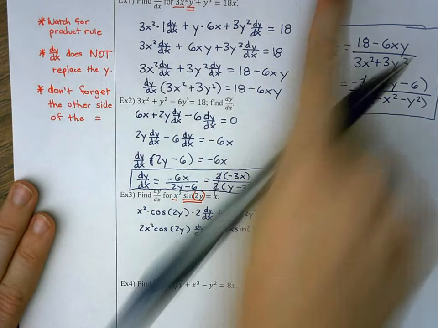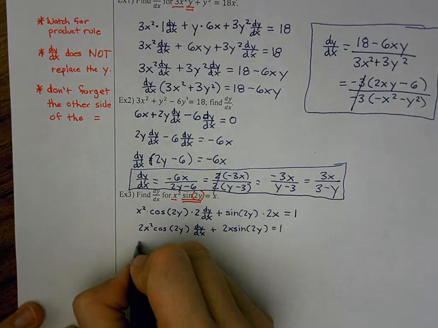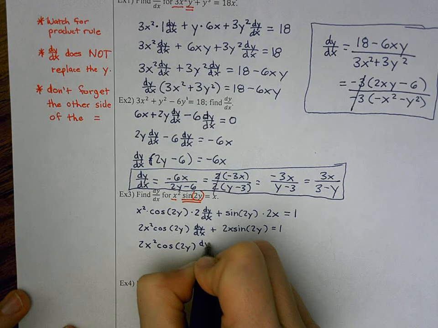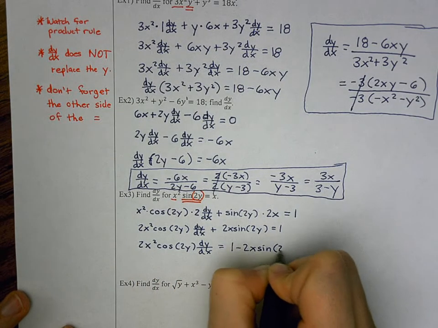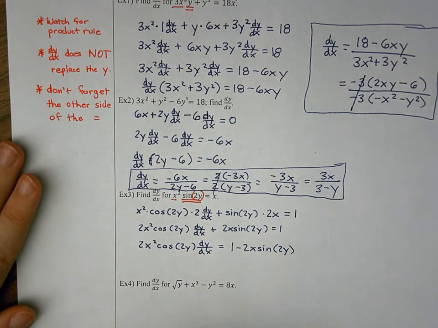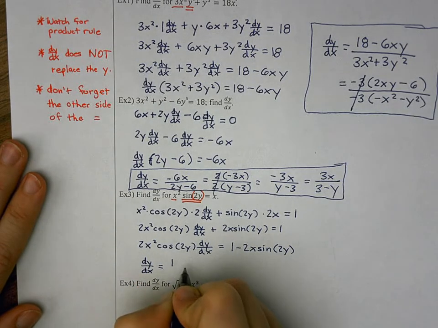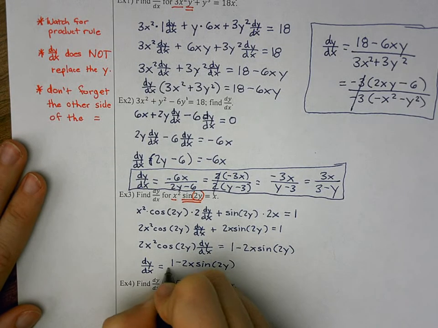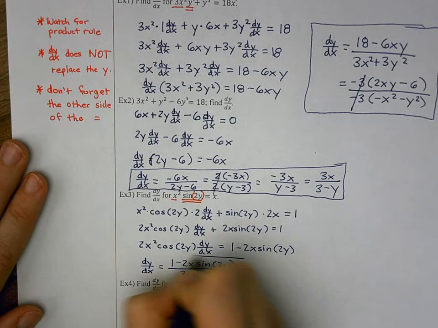Step 2, separate the dependent derivatives from the other terms. Okay, so in this case that would mean subtracting that 2x sine 2y to the other side. And last but not least, solve for the derivative, because there's no dy dx to factor in this one, right? So we're just dividing the 2x squared cosine y to the other side. And we are done.